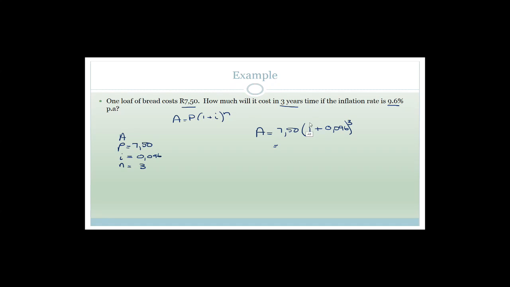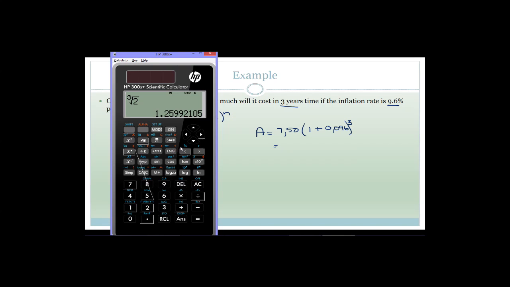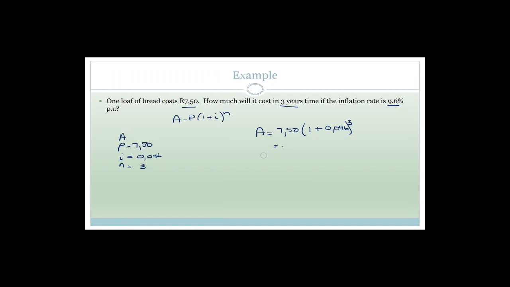Then all we need to do is get out our calculators and clear this. We go R7.50 multiplied by (1.096) to the power of 3 equals, and that becomes R9.87, because that's a 3. So in 3 years' time, the same loaf of bread will be costing you R9.87. Okay, so why is this important?